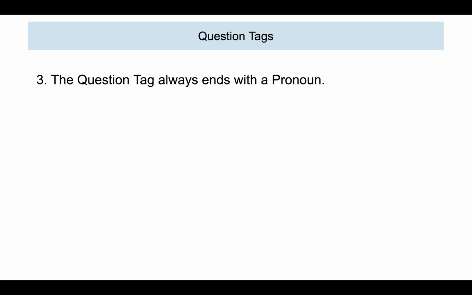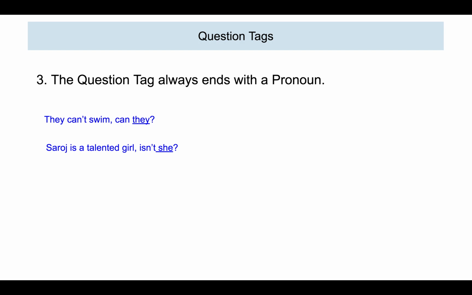The third rule is the question tag always ends with a pronoun. You must have noticed this. They can't swim, can they? So either we say can they, can she, can he. Always there is a pronoun at the end of the tag. Saroj is a talented girl, isn't she? She is again a pronoun. So this is another rule of the question tag.